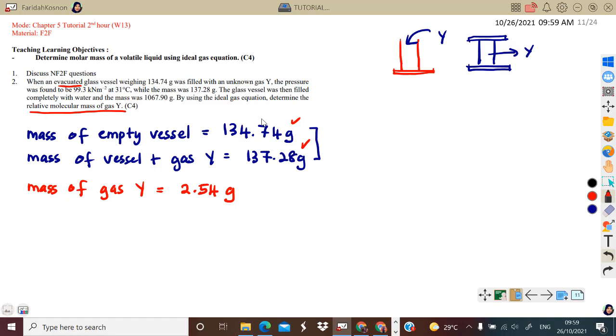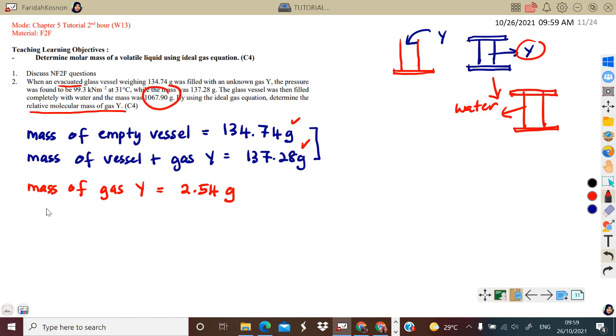Sekarang apa saya buat lepas kita dah isi tadi dengan gas Y? The glass vessel was then filled completely with water and the mass was 1067.90 gram. So bekas yang ada gas Y ni tadi, saya buka dia dan saya isi pula dengan air. So sekarang ni kat dalam bekas ni ada water. Ke mana perginya gas Y? So kita anggap gas Y itu tersesar keluar sebab kita buka, kita nak isi dengan water kan. Jadi gas Y dah tak ada, so dalam ni ada air.